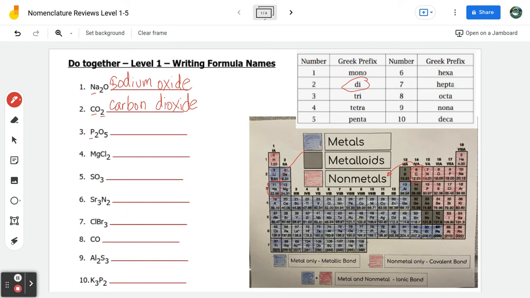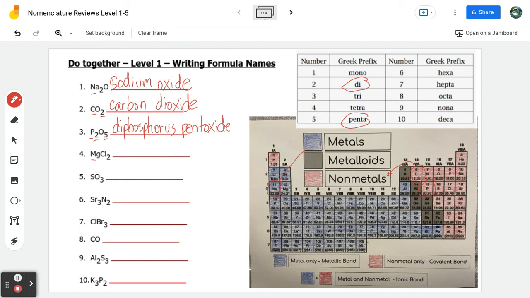Next, we have phosphorus. Phosphorus is also in my nonmetal section, so I am going to use prefixes. This time, my first element, there's a 2. So I am going to go ahead and use a prefix on the first element as well as the second. Diphosphorus, 5 is pent. And so you can call this pentaoxide or pentoxide. When you have the vowel with the O in oxide, you drop the A and just call it pentoxide.